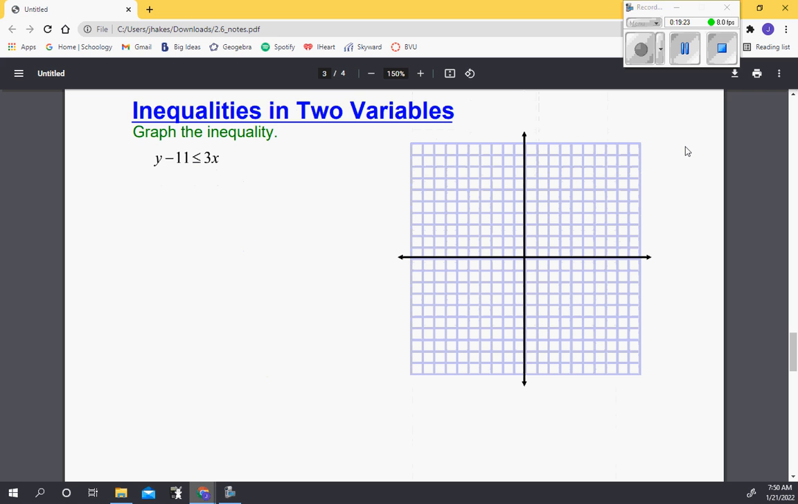Again, this is not in mx plus b form. I'm going to rewrite this. I'm going to add 11 to both sides. So I get y is less than or equal to 3x plus 11.